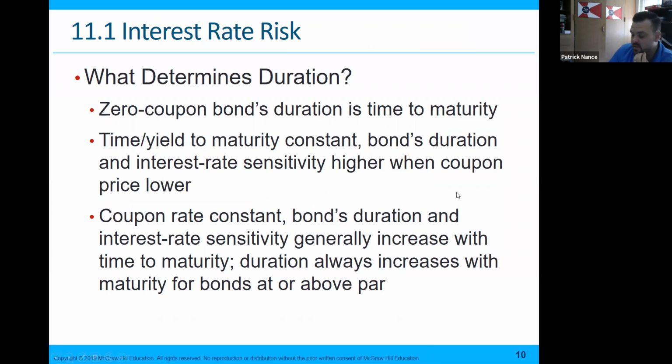So what determines duration? A zero coupon bond's duration is its time to maturity. The yield to maturity is constant. The bond's duration and interest rate sensitivity are higher when the coupon rate is lower, which is why we saw the discount was more substantial on a zero coupon bond than an 8% interest bond that we saw 4 or 5 slides ago when we were looking at the first spreadsheet, 11.1, I believe. The coupon rate is constant. The bond's duration, the interest rate sensitivity, generally increases with time to maturity. Duration always increases with maturity for bonds at or above par.